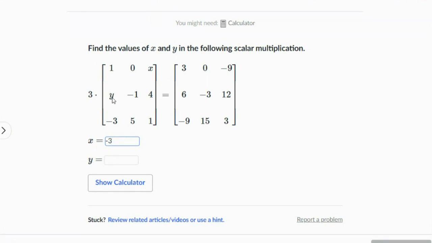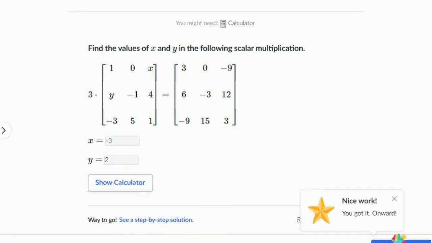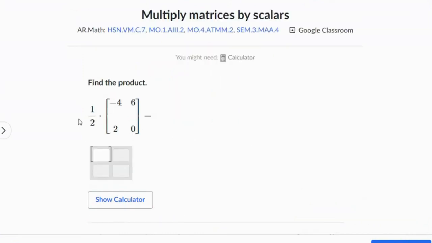How about the y? It equals 6. When you multiply 3 times y, you get 6. Y equals 2. Oh, if you need a calculator for that, they have it right there. Check. Nice work. All right, here's when you multiply this by a half. Enter those 4 in there. So, all right, you should have random problems there. So yours may be different.